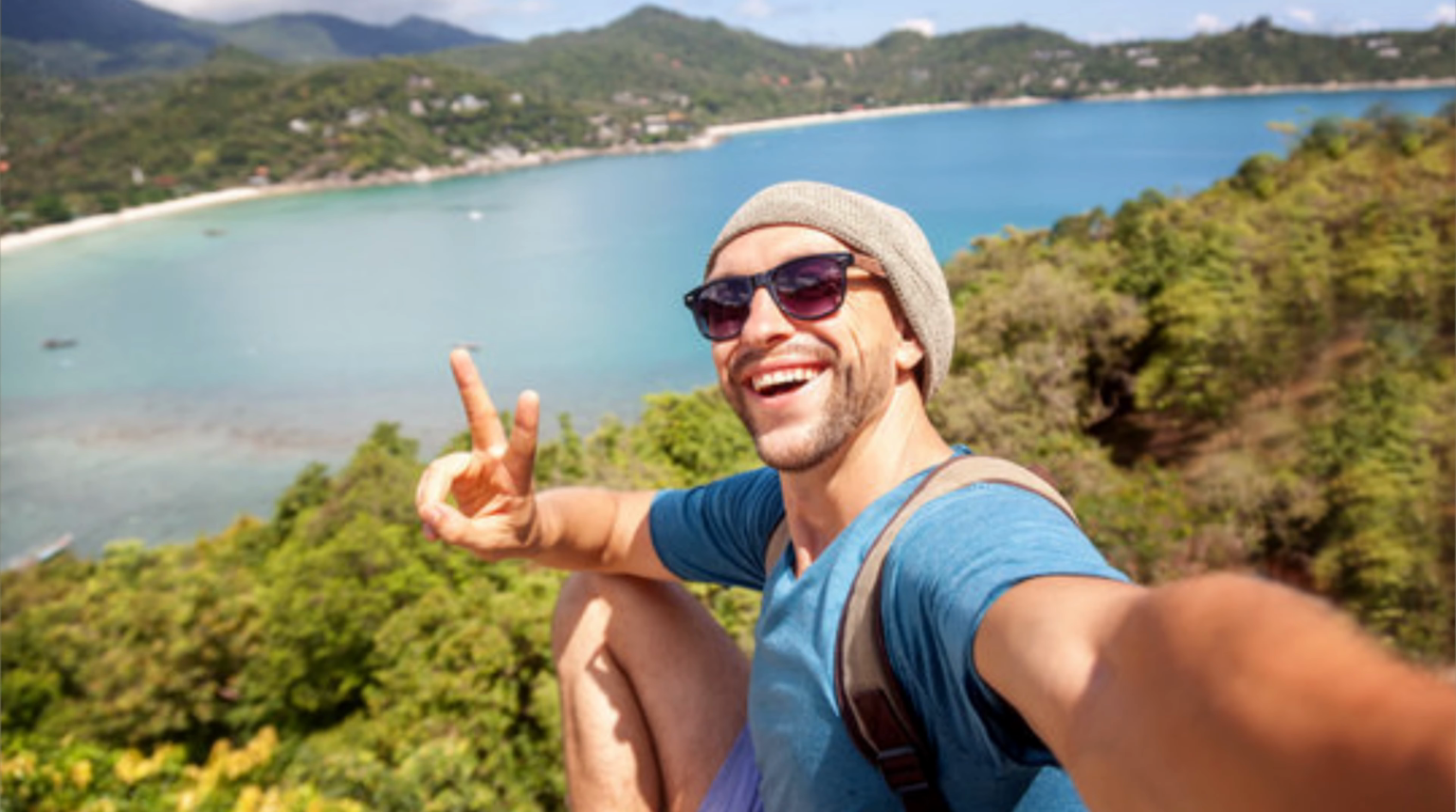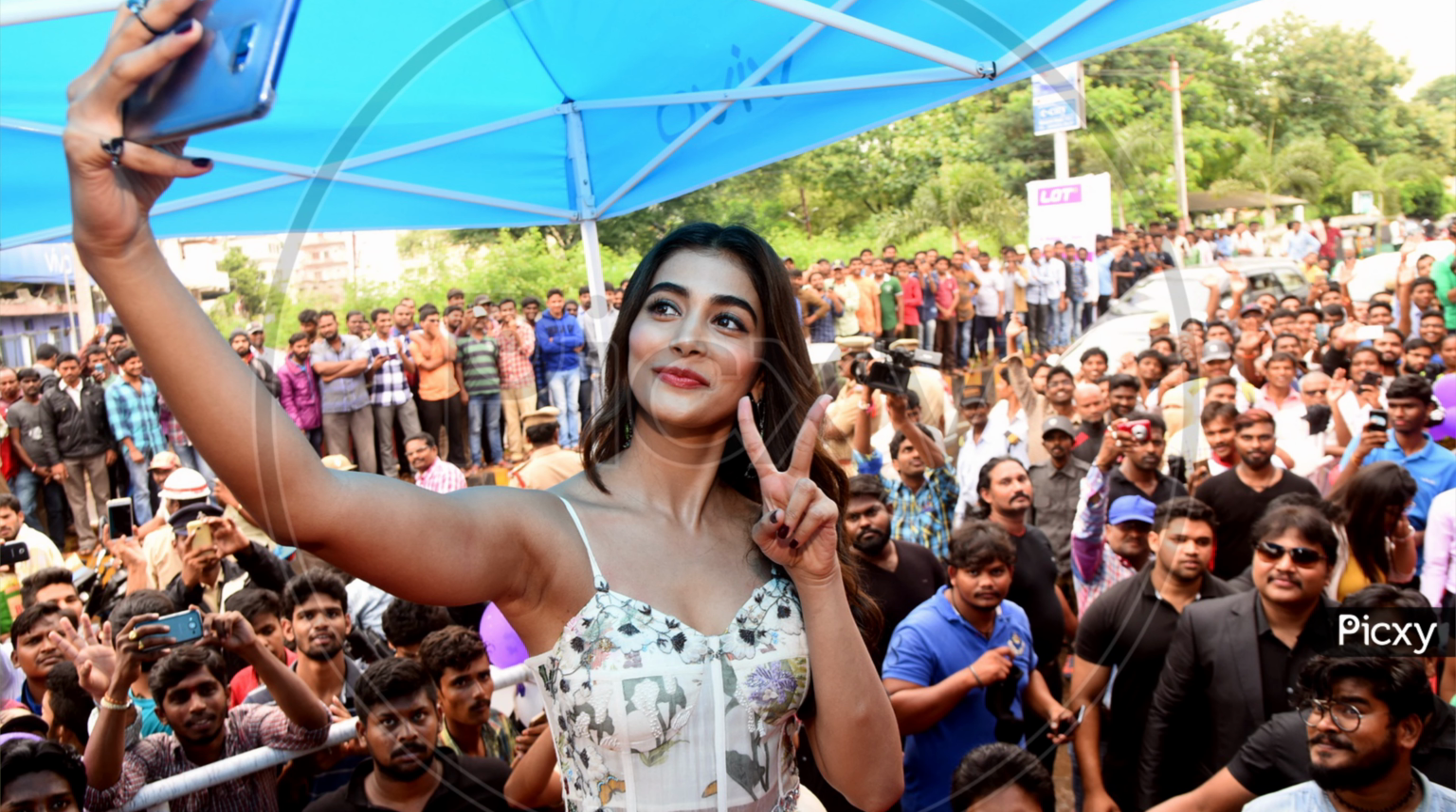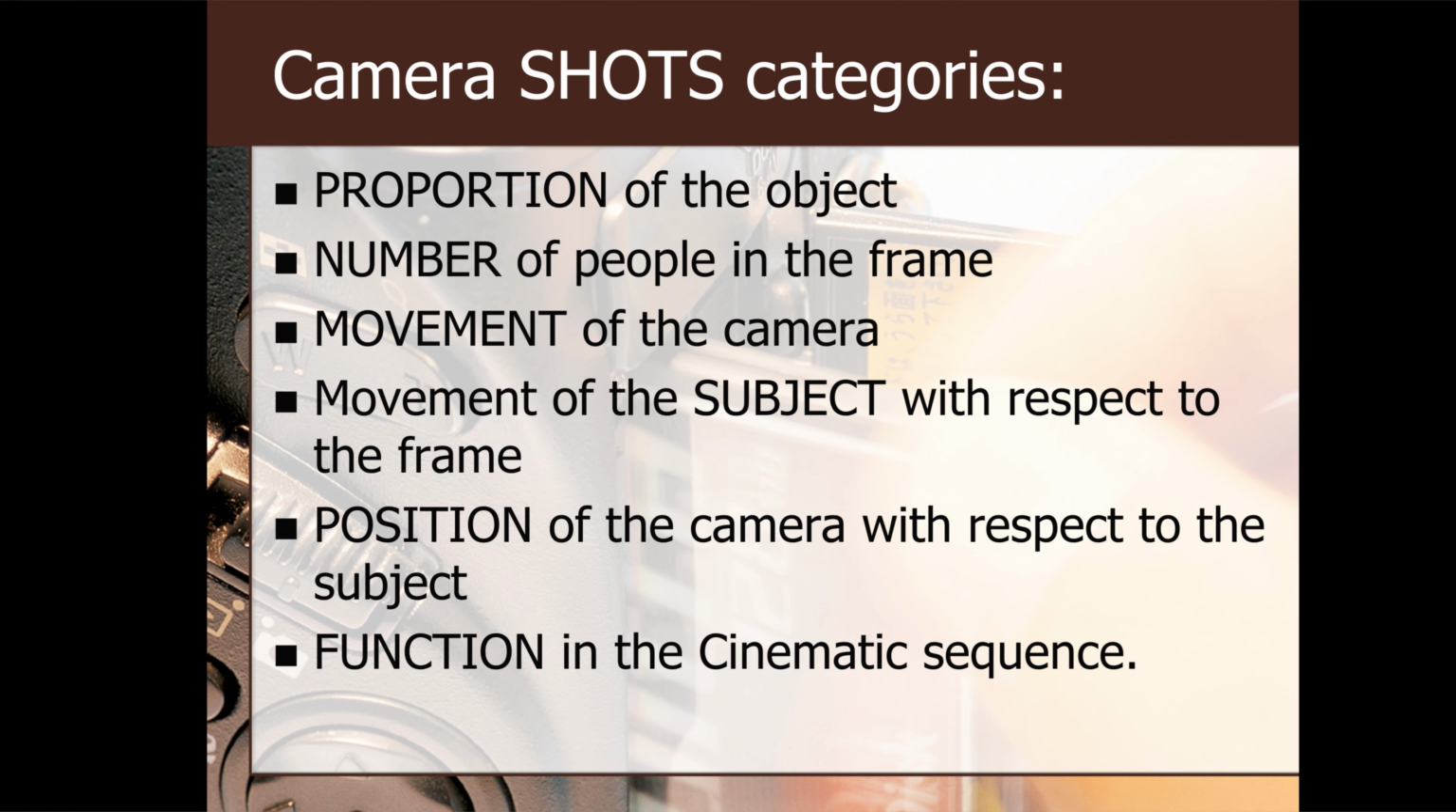Nowadays, we can shoot single, double, or group shot and a selfie shot. But it's impossible to do a selfie on a crowd unless you make a selfie with the crowd as your background. Next category, movement of the camera.